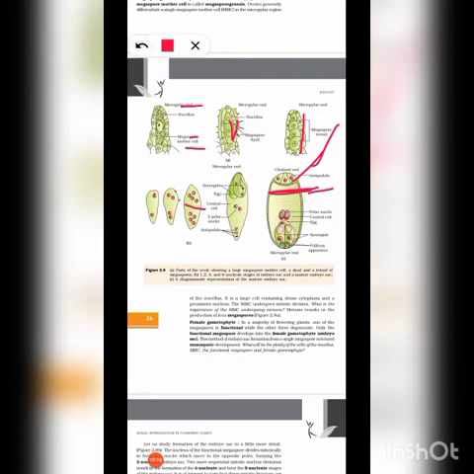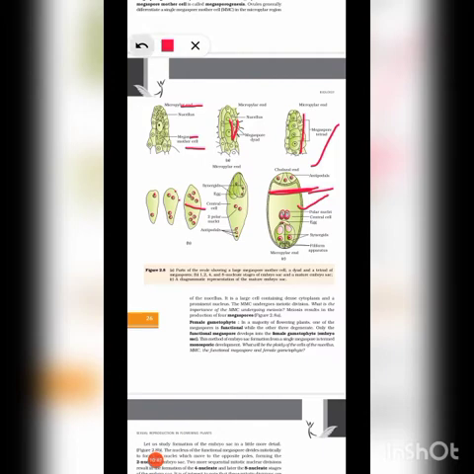Okay, polar nuclei. After their migration into the center, they will not be separated by a cell wall. So you can see in the same cell 2 nuclei will be there. So this is known as the central cell with the 2 polar nuclei. Okay, so this is the structure of the embryo sac.